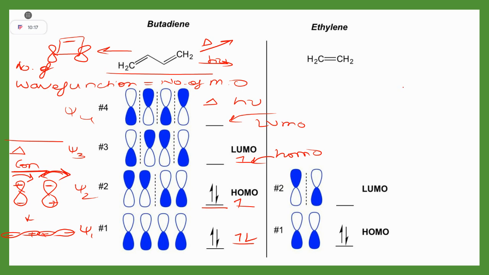So from here we can derive that when your system is 4 pi, condition is your heating, then it will undergo conrotation. Now let's say in h nu condition HOMO is this, means end orbital sign is same.